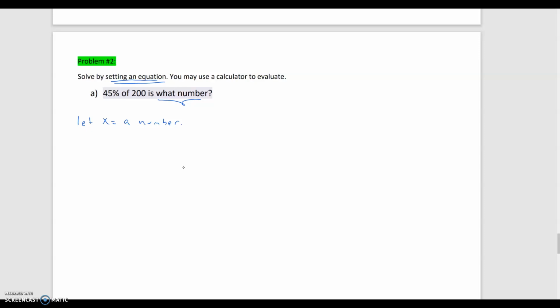Now, the actual equation is going to be set as follows. In this case, the word "is" is going to give us the equal sign. So we could rewrite it as 45% of, which is a multiplication, of 200 is equal to what number?